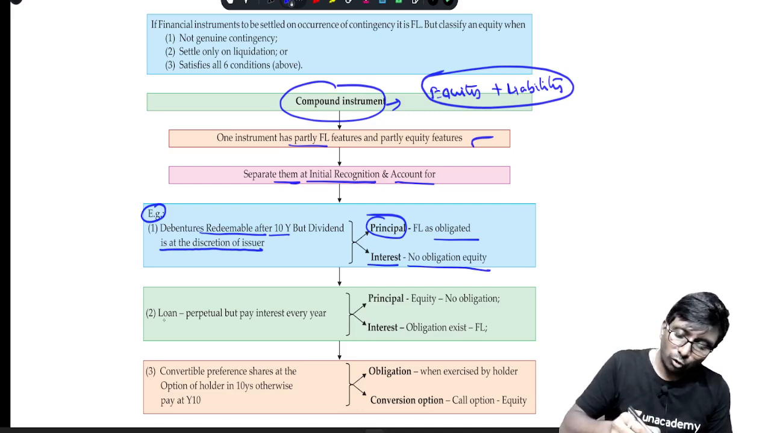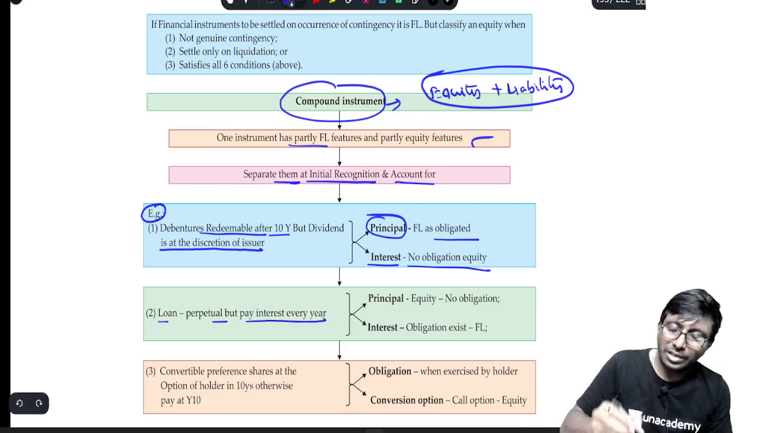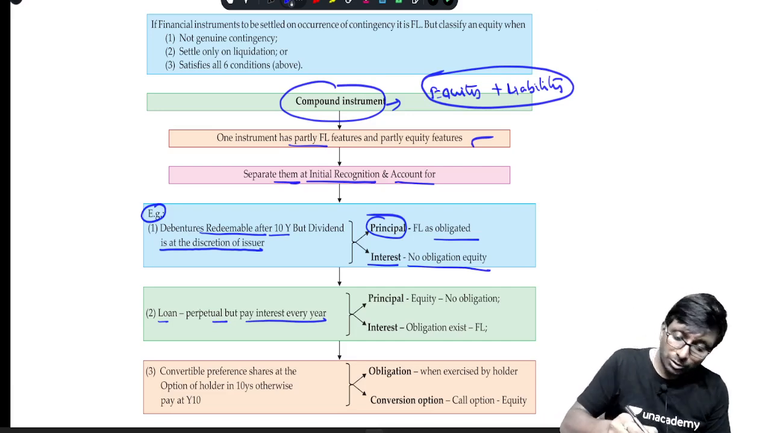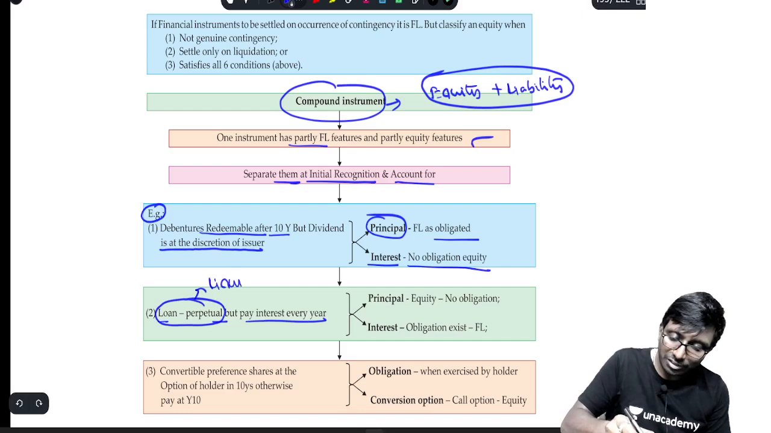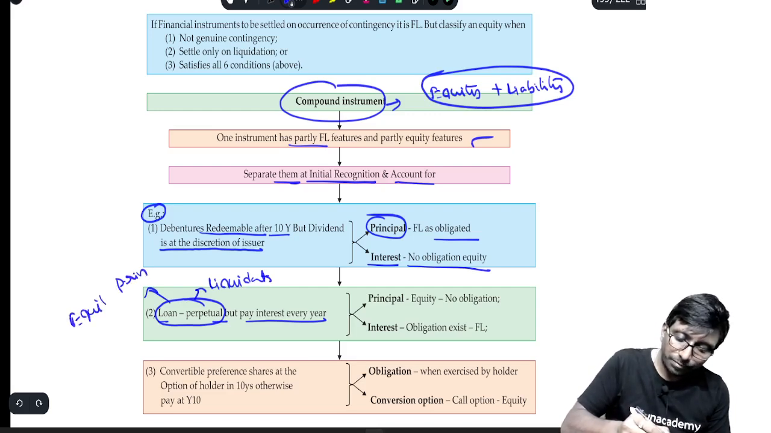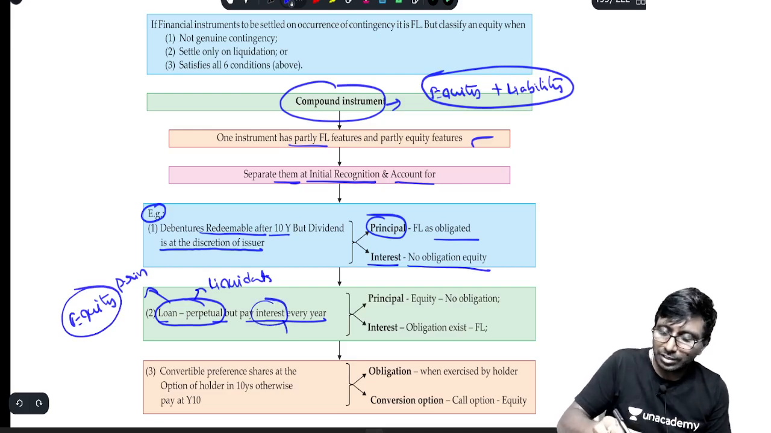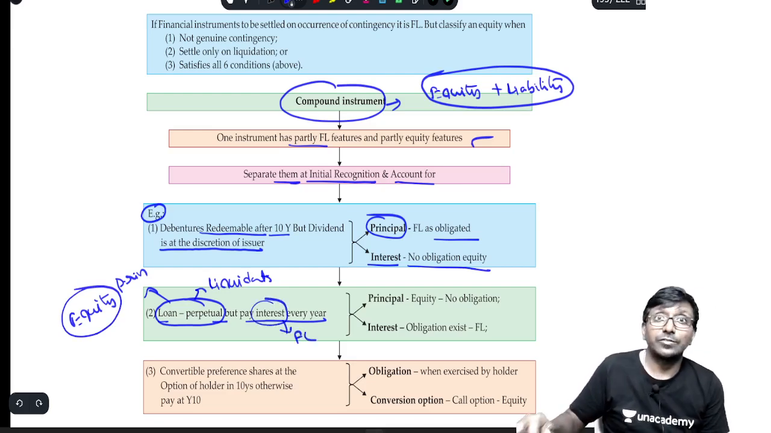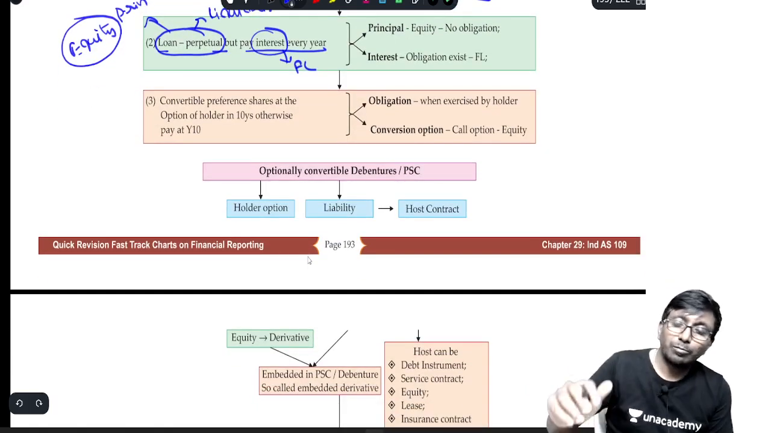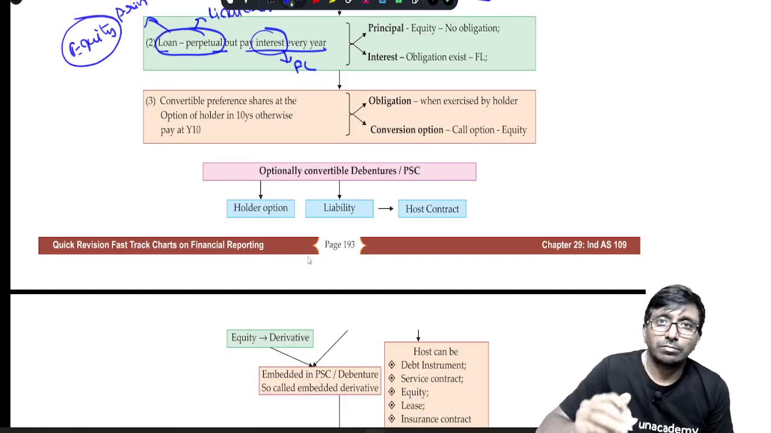Done. Next, loans are perpetual, but we have to pay interest every year. When you say perpetual, it means it will be redeemed only at the time of liquidation. Then the principal, correct, the principal is equity. Yes, and what about the interest? Every year I am supposed to pay interest. It is a financial liability. It is a compound financial instrument because it has both the qualities.